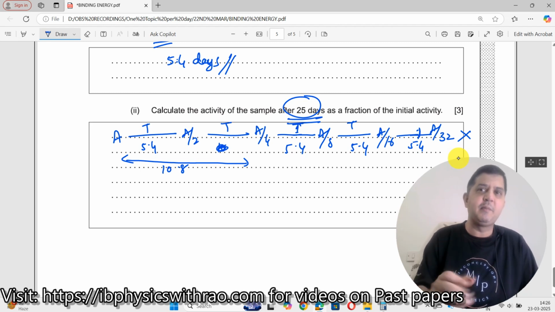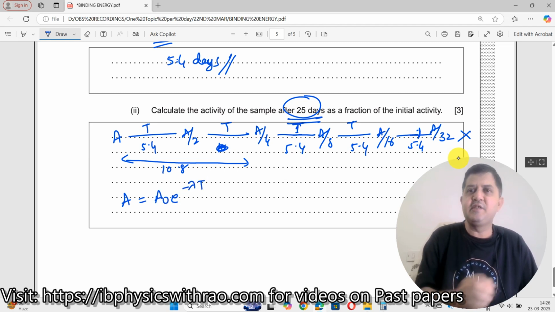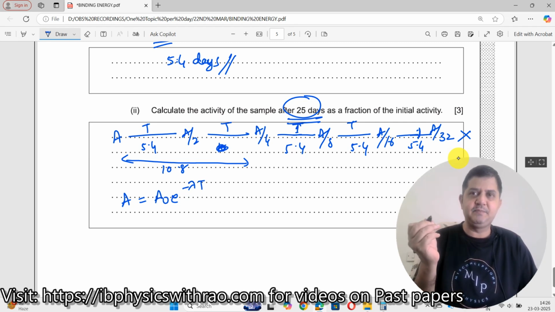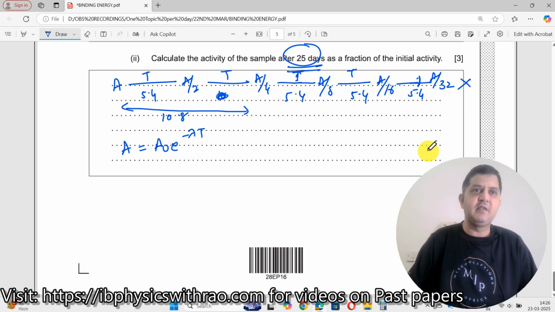Now, there is one more method. What is that method? A equals A naught e to the power of minus lambda t. This is similar to N equals N naught e to the power of minus lambda t. We already know that activity and number of atoms follow the same rule, so I can use this equation. Now towards it, what should I do?